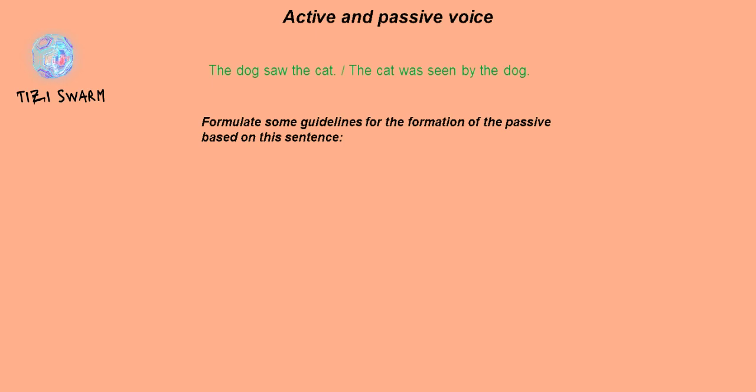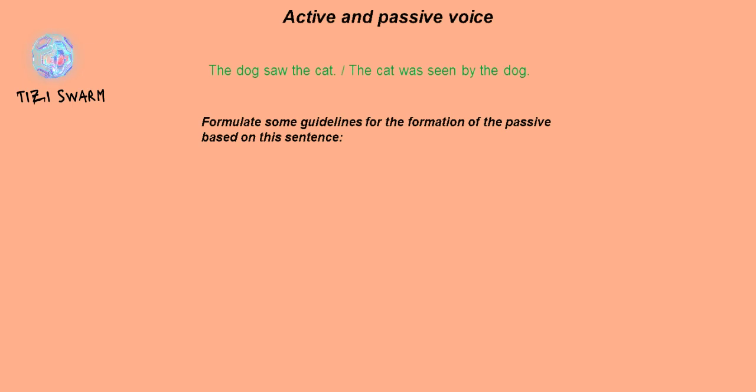Another way to classify verbs is to look at whether they are active or passive, and this is known as the voice, the active voice and the passive voice. It's not a tense, it's a voice. So let's have a look at these two sentences. We've got the dog saw the cat. That's the active voice. And then we've got the cat was seen by the dog.